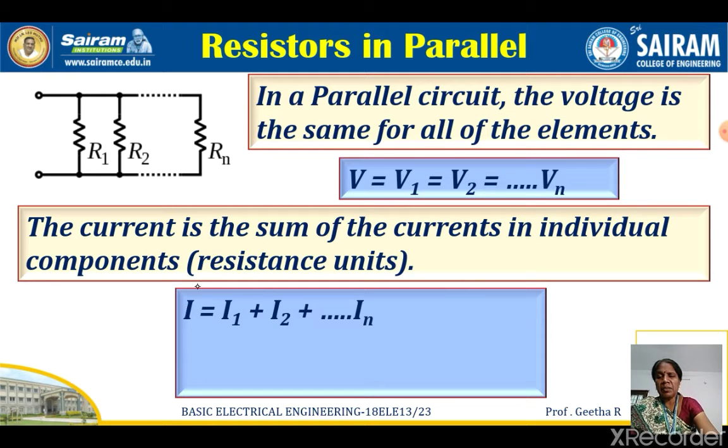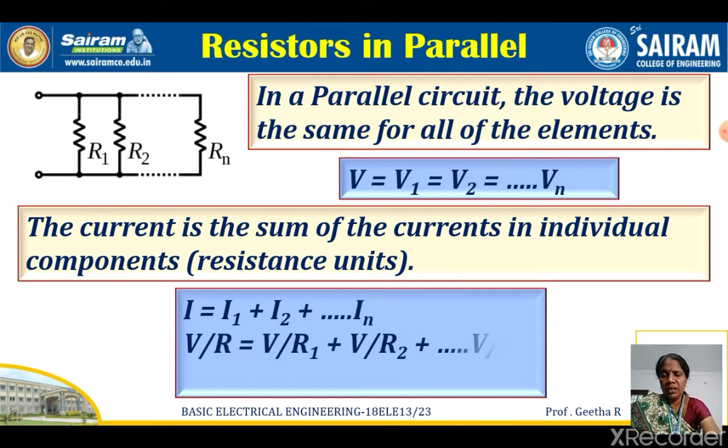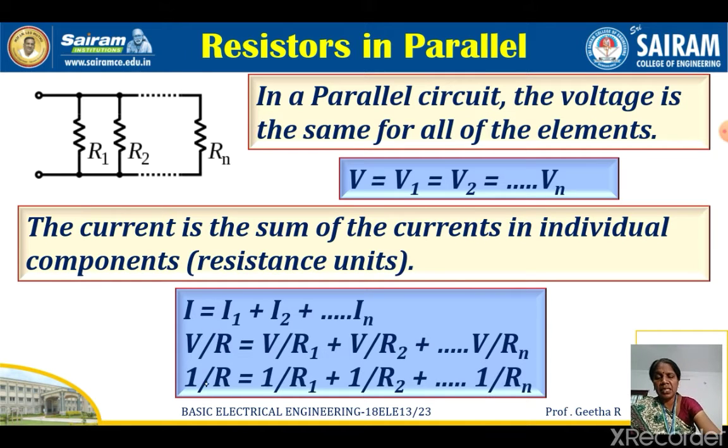So this I is nothing but the total voltage divided by the total R, V by R. Similarly, I1 is equal to V by R1, I2 is equal to V by R2, and In is equal to V by Rn. When both the left hand side and right hand side are divided by V, you will get 1 by R equivalent. The reciprocal of equivalent resistance is equal to the sum of reciprocals of all the individual resistances. That is 1 by R equivalent is equal to 1 by R1 plus 1 by R2 plus 1 by Rn.